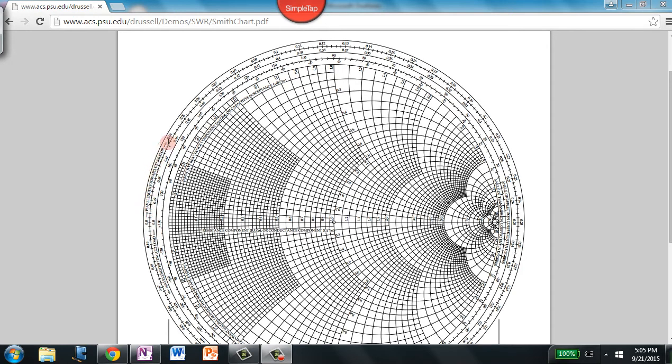Just like the wavelength towards the generator scale, it's also graduated in units of lambda, so whatever the length of the transmission line is in units of lambda. However, instead of rotating clockwise like we did for WTG, the WTL scale rotates counterclockwise.